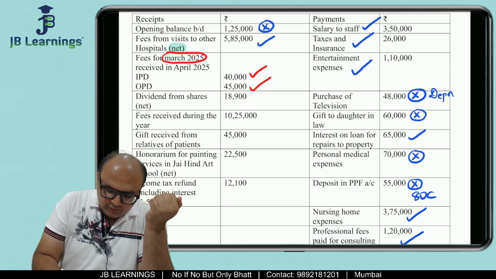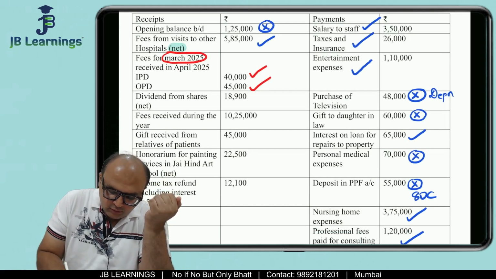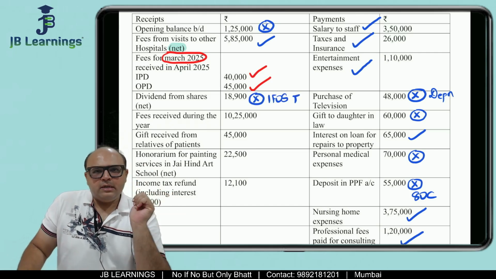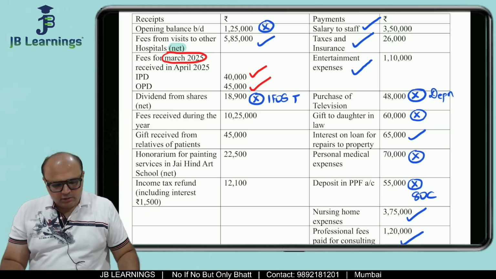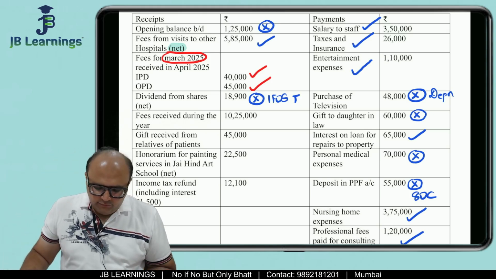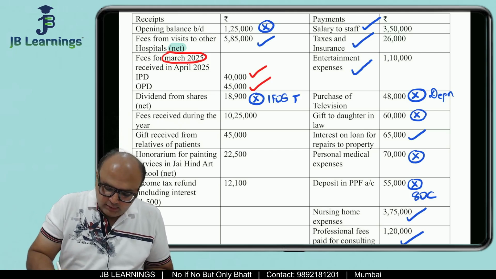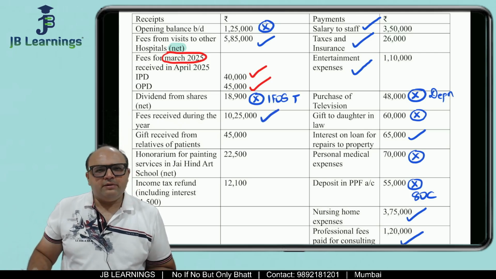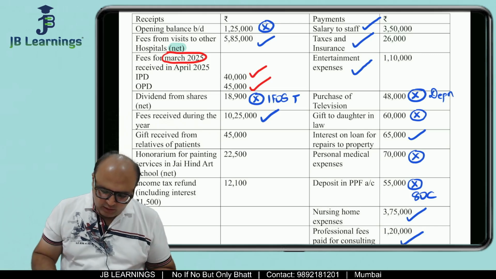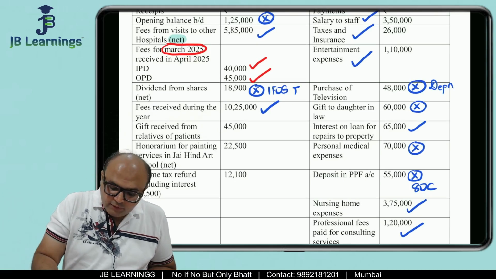Then dividend from shares, again net amount is given. Now if net is given, then net has to be converted into gross. And dividend is not my business income, it will go under income from other sources. Fees received during the year. Now if nothing is given, we can assume gross amount. Now this is again something which is very important.